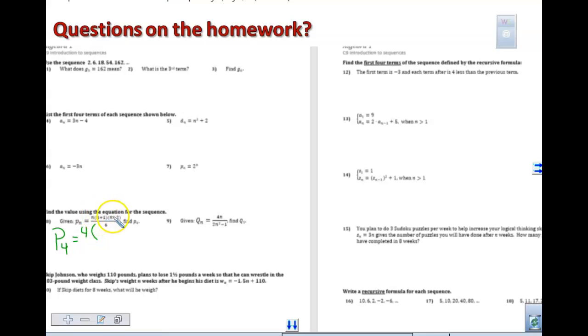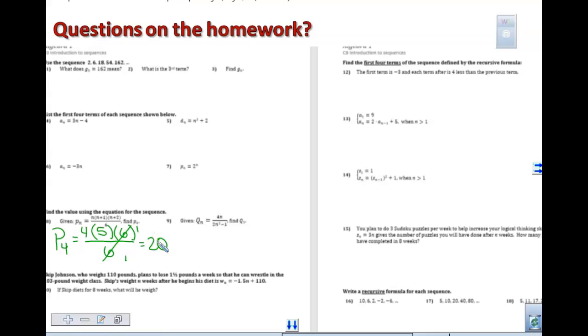Can I put 4 plus 1? Yes. Could I put 5? Yes. I have 4 plus 2, which gives me 6, all divided by 6. So I have 4 times 5 times 6 divided by 6. Well, 6 divided by 6 I know is 1, and this equals 20 as I look at question number 8.